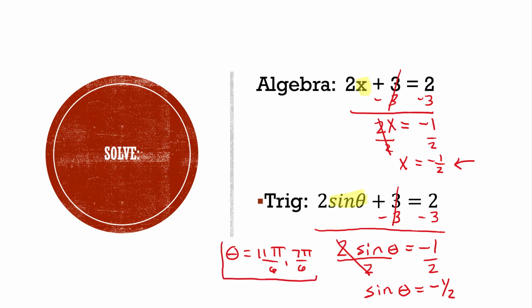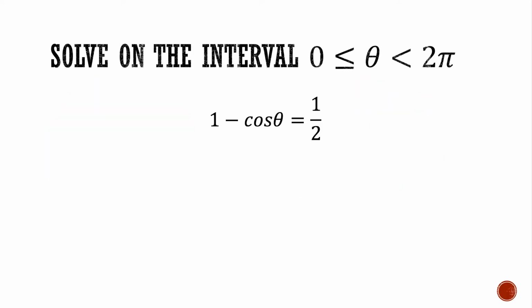Okay, so as we get started on these, what you want to remember is that you're basically going to solve them just like you would solve it if your function was an x, just like you would do in an algebra class. And then at the end, you're going to go one more step, and you're going to find the angles that make your equation true. All right, so let's go through some examples.